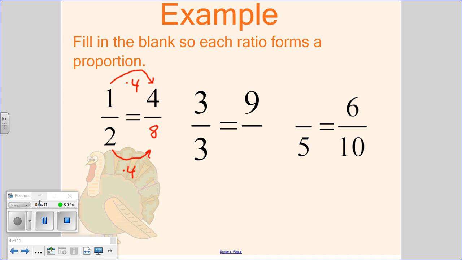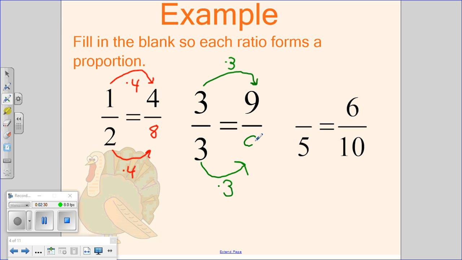Let's look at the next example. I know for 3 to become 9, I can do 3 times 3. And so I have the same number down here in the denominator, and I want to keep them equivalent, so I want to multiply by the same thing. So I'm just going to also do times 3. So 3 over 3 is equivalent to 9 over 9.